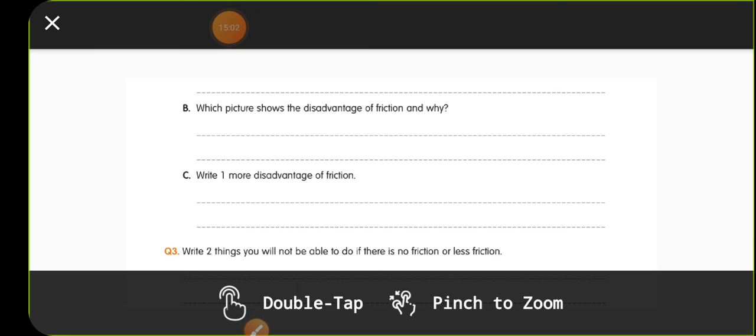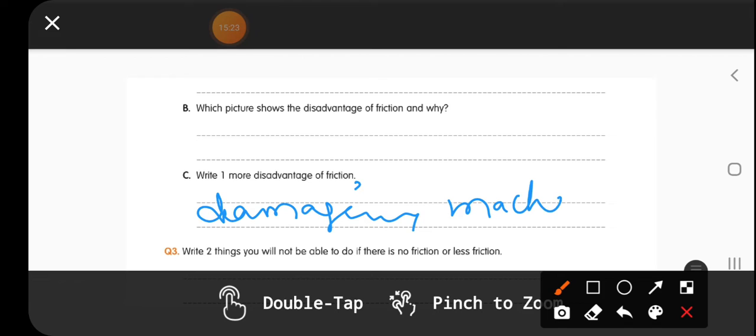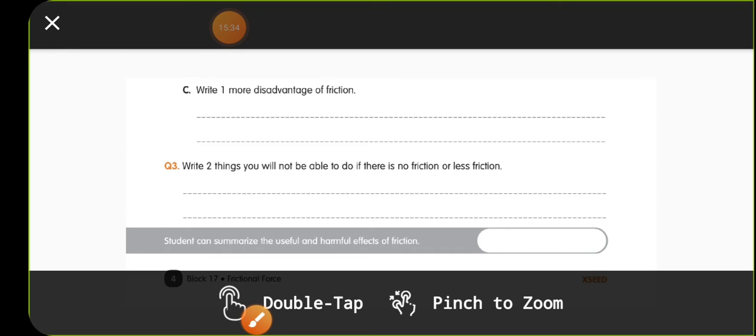Third question: write one more disadvantage of friction. Now they're asking for a disadvantage. One more disadvantage of friction is that it is even damaging the machineries, because continuously when the machinery is working, all the machinery parts are rubbed against each other, due to which the machineries will get damaged.